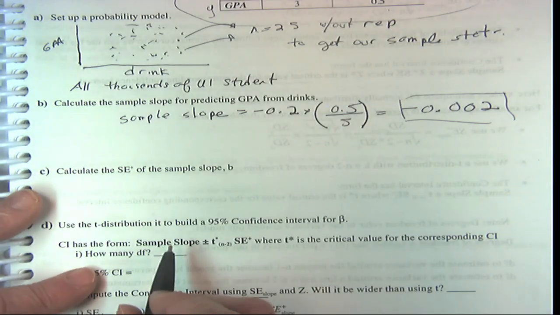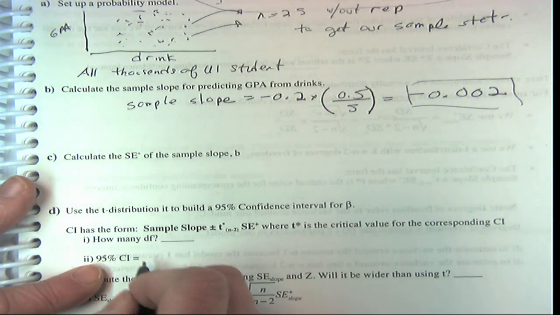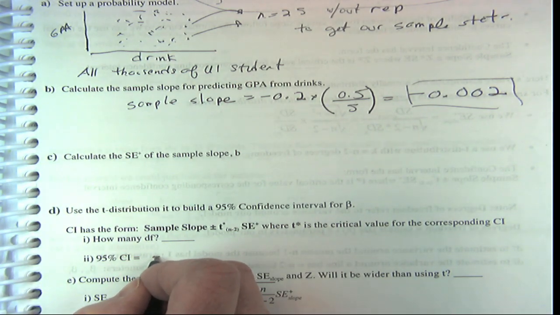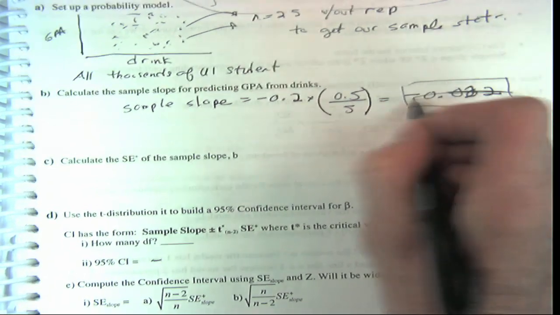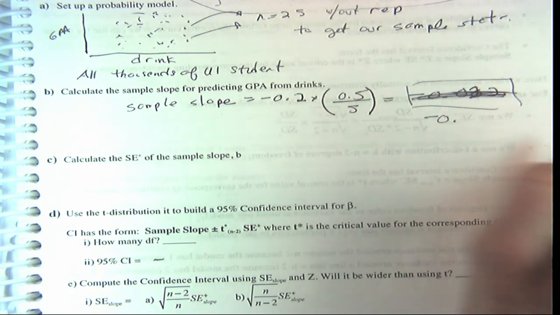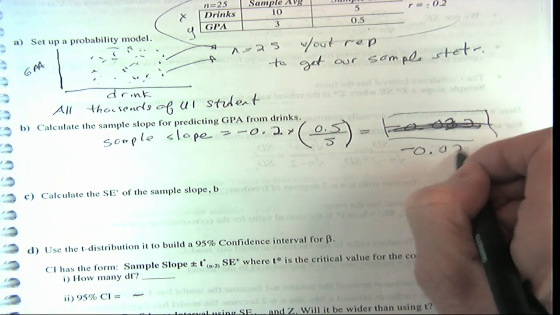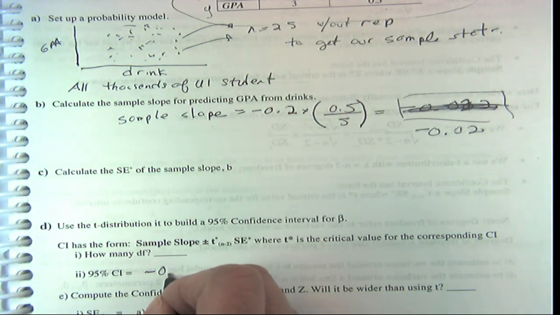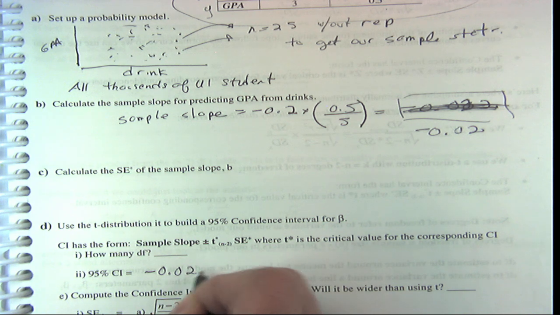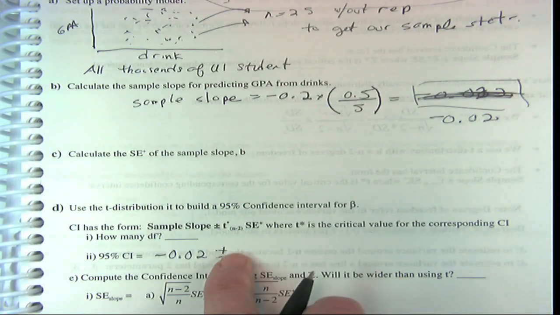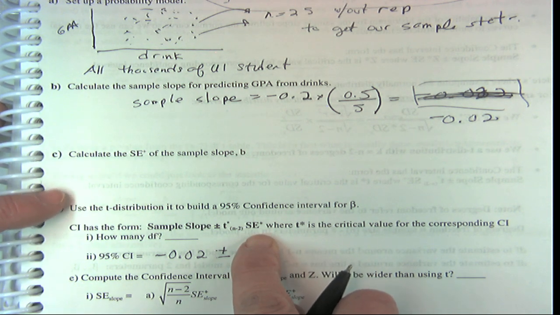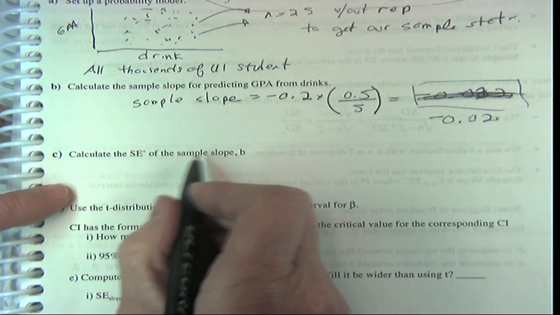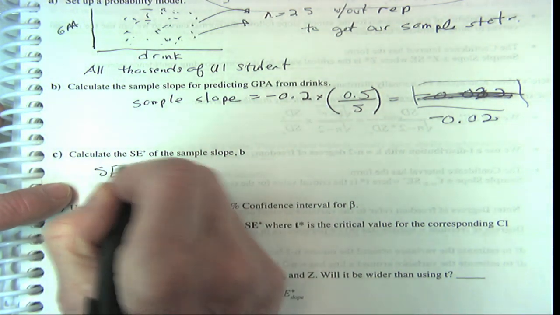Okay, so that's going to be right down here. When we calculate our slope, it's going to be negative. Oops, not 0.002, negative 0.02. I put too many zeros in there. So that's going to be our sample slope, plus or minus. Now we have to get this t and a new standard error. So let's calculate the standard error.